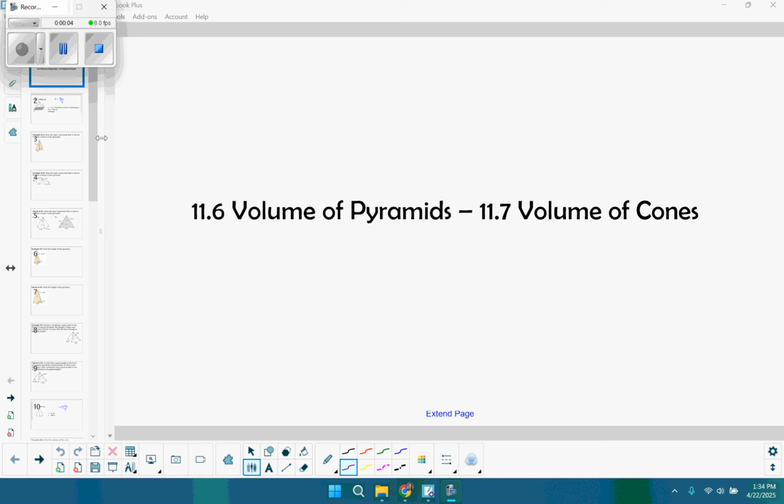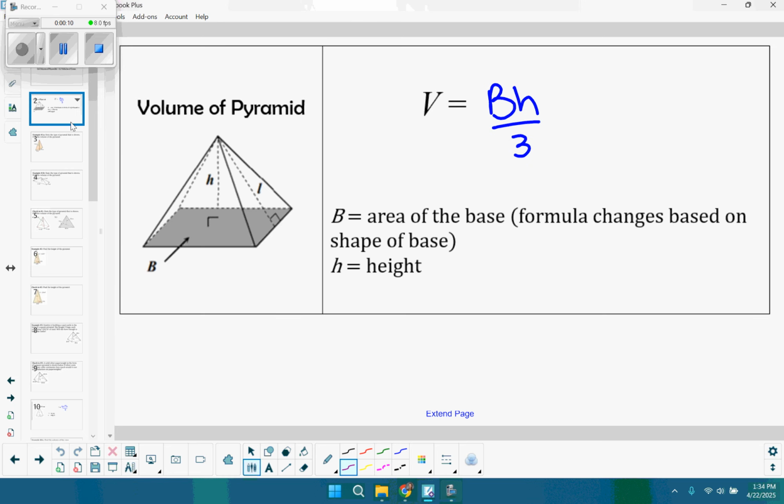This is sections 11.6 and 11.7. We're going to talk about the volume of pyramids and cones. So starting with a pyramid, the volume will be the area of the base times the height divided by 3. So it's like a prism, but we're dividing by 3 now.